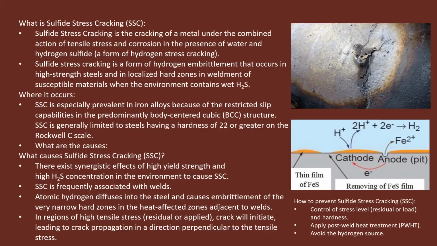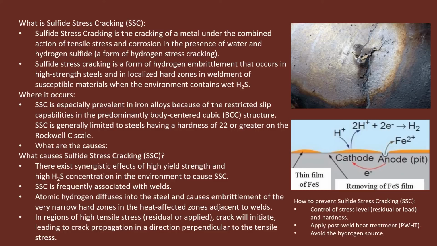Now let us see what are the causes, when it occurs. There exist synergistic effects of high yield strength and high H2S concentration in the environment. As we have discussed earlier, we have two conditions: there should be a high yield strength material and there will be a presence of H2S concentration. It is generally associated with welds, because when there is a heat affected zone, this kind of strength and this kind of concentration, these three combinations will cause sulfide stress cracking.